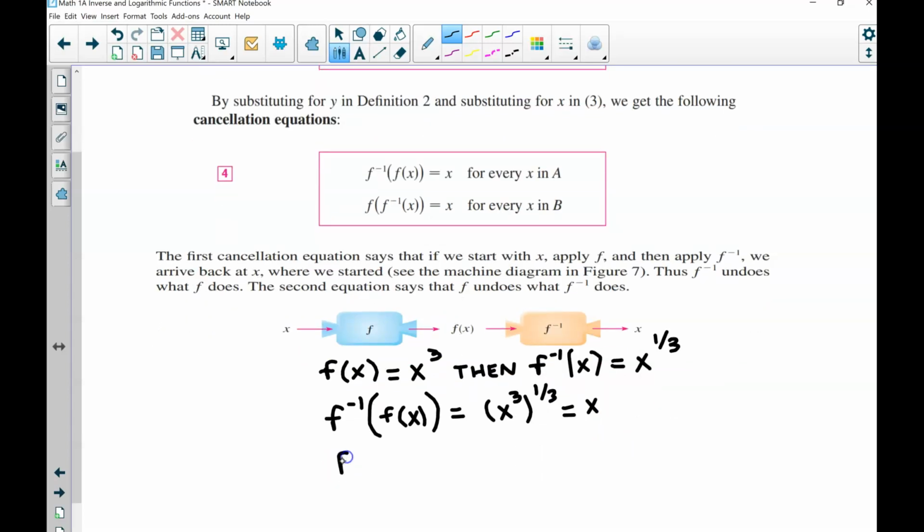Okay, and then when we have f and the input is f inverse of x, you can see here that the input then would be x to the 1/3, and we would have to cube that function. And when we raise it to the 3rd power, we also get x. So this is the idea of the cancellation. So these equations simply say that the cube function and the cube root function cancel each other when applied in succession.